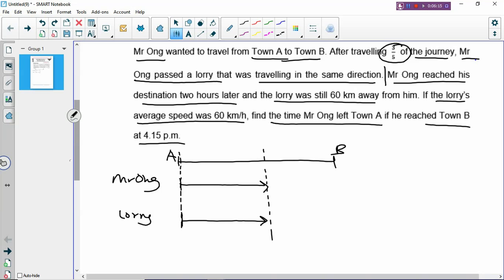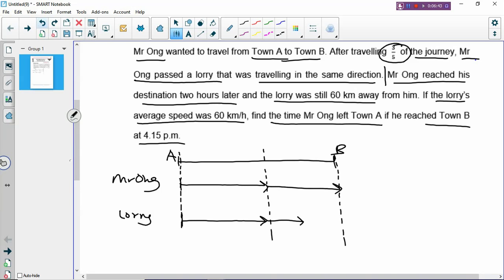Mr. Ong reached his destination 2 hours later. So Mr. Ong, of course, is faster, and he finally reached. And I would like to draw a dotted line to show where he is now. And the lorry continues to move, and of course the lorry is slower, so the lorry will still be some distance away. Let me just draw a bit nicer. When you draw your model, try to be neat and don't have messy drawing. Then you can understand your model better.